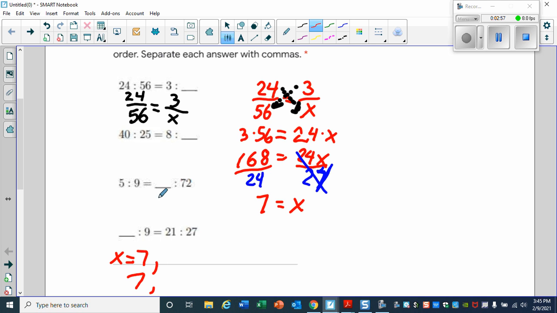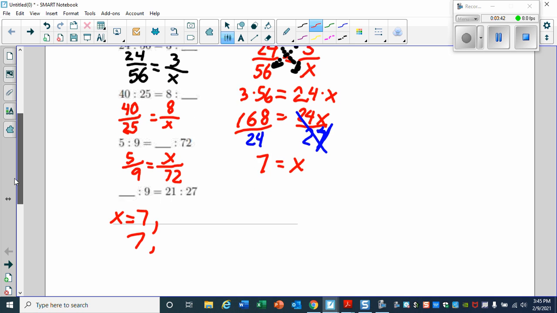Then you need to do the same thing, a similar idea, for the other 3 problems. Again, notice the setup. First number, fraction bar, second number. Equals first number over the blank, second number. Problem 3, 5 over 9 equals, this time the blank comes first, x over 72.